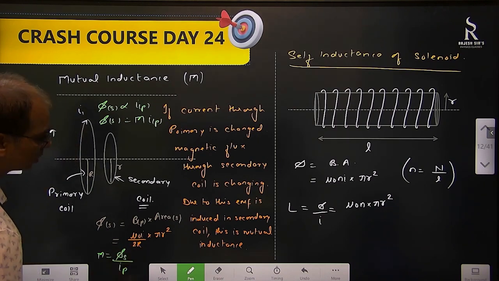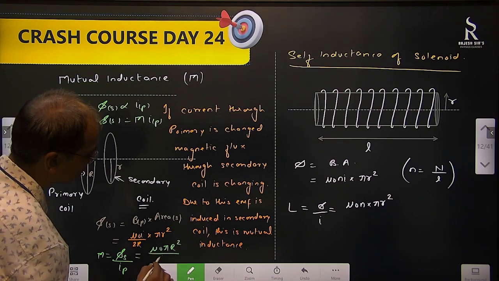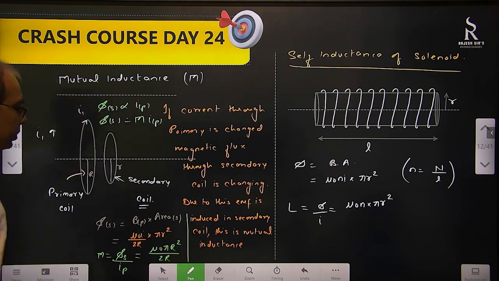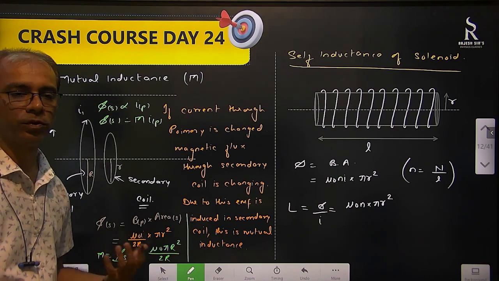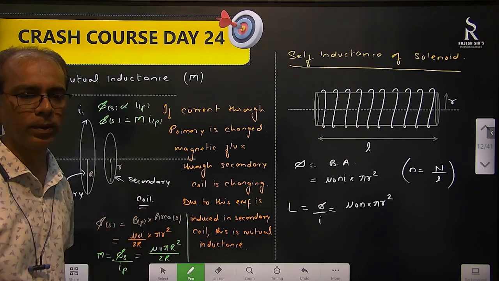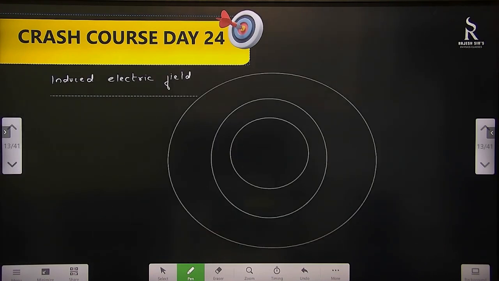This is the current in the primary. So what we are going to get is mu naught pi r square by 2r. That is the value of M over here. Now, if we want to do it for solenoids, we require two solenoids. In one solenoid you will have the current, and because of that, the flux will be changing in the other solenoid. So this is mutual inductance.